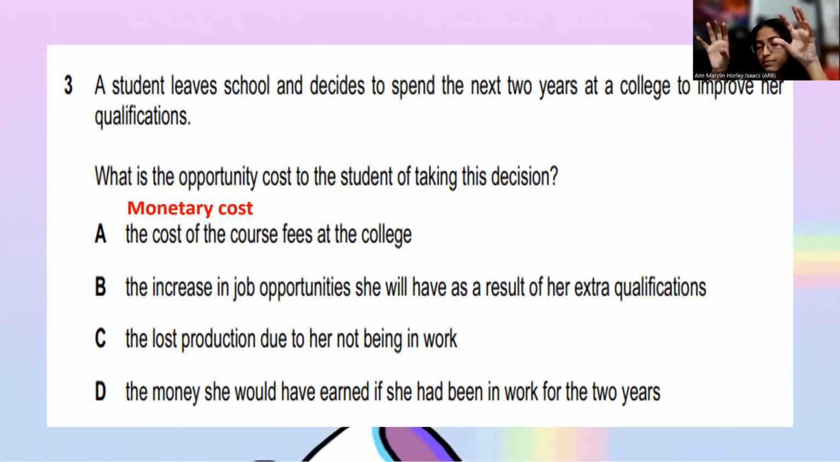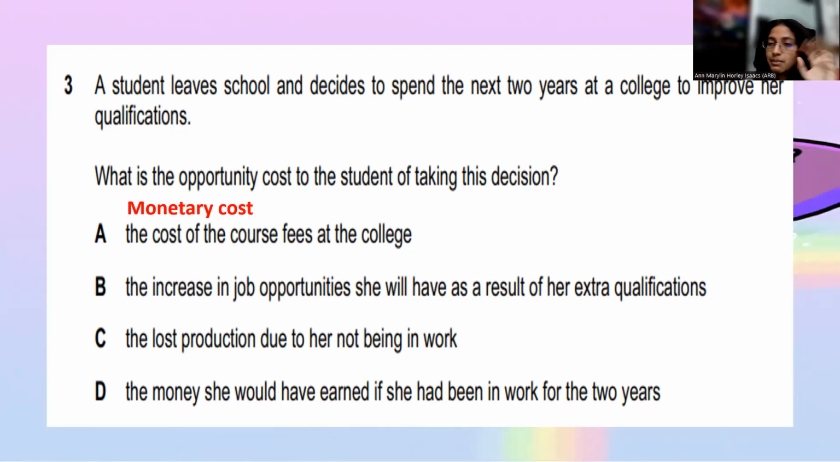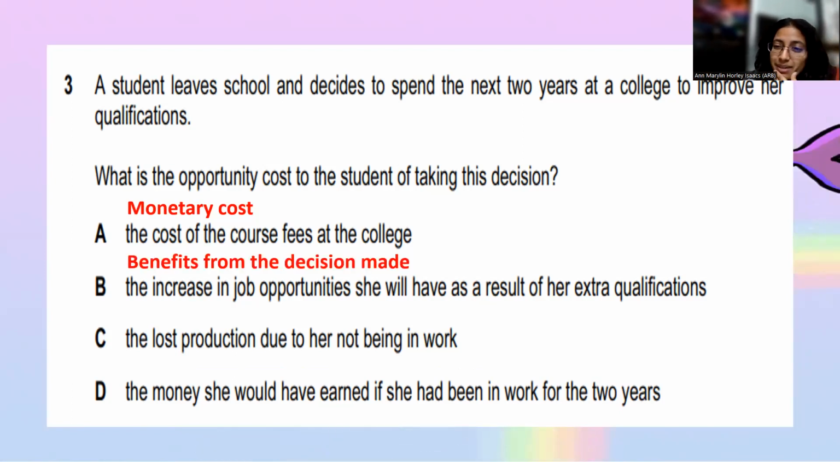She had choice A, choice B. Both have got consequences. Some are beneficial, some are not. If you look at B, she has gone to college, she has qualified, so now she's entitled to better opportunities. So those are the benefits from the decision that she has made. Yep. See the lost production due to her not being in work.